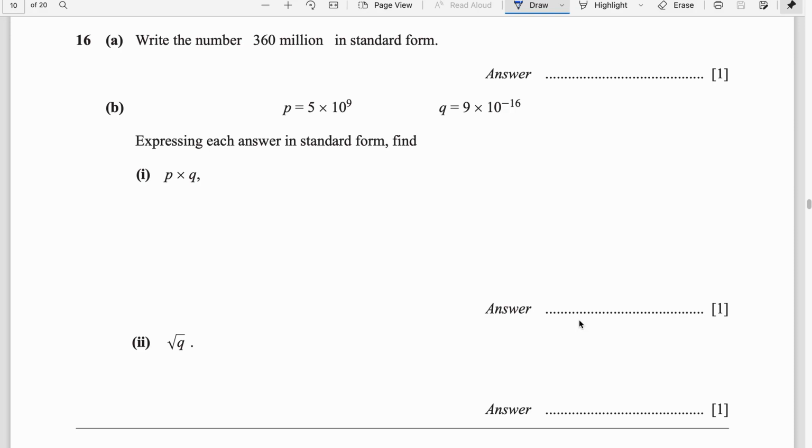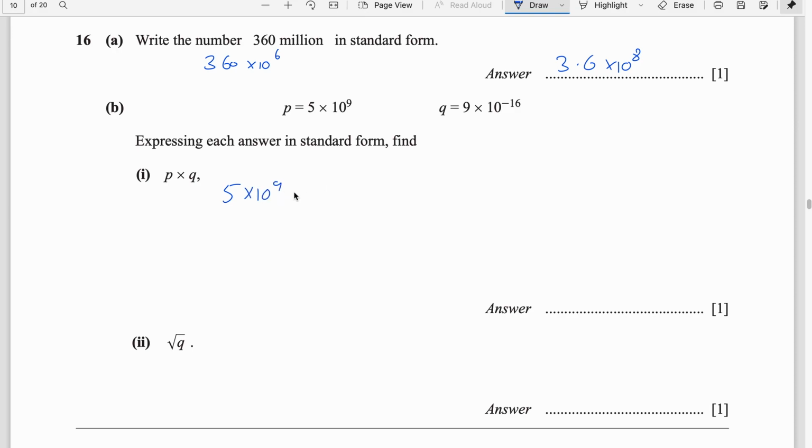Question number 16. Write the number 360 million in standard form. 360 million is 10 raised to power 6. We give these two zeros here. This is 3.6 into 10 raised to the power 8. P is given, Q is given. Expressing each answer in standard form, P into Q.